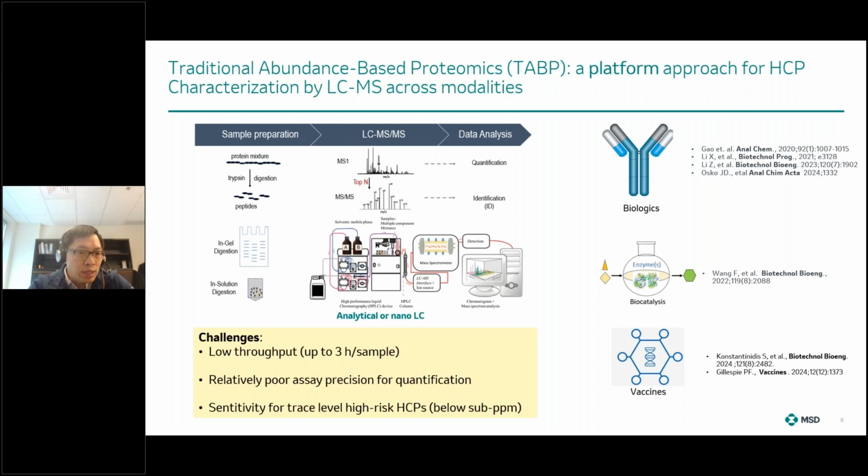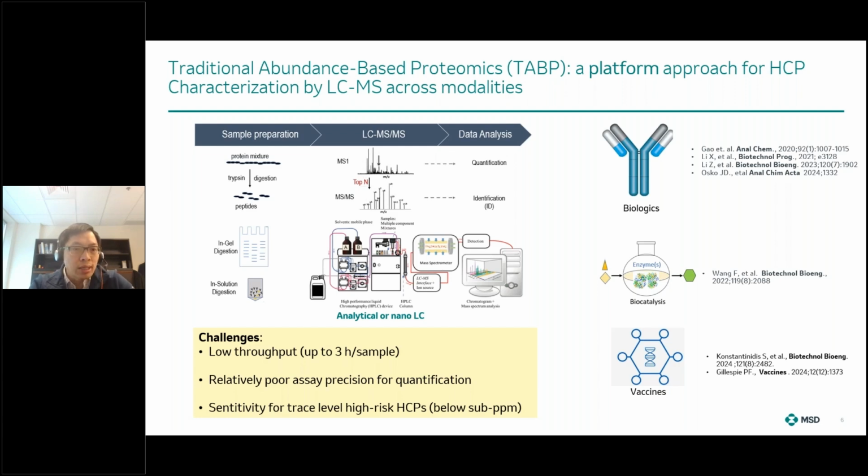We do see a few challenges, including low throughput. Often we run about 3 hours per sample. There is also poor assay precision for quantification, and sometimes a lack of sensitivity to trace those high-risk host cell proteins, often below the sample ppm level. So the presentation here is really to address these challenges.